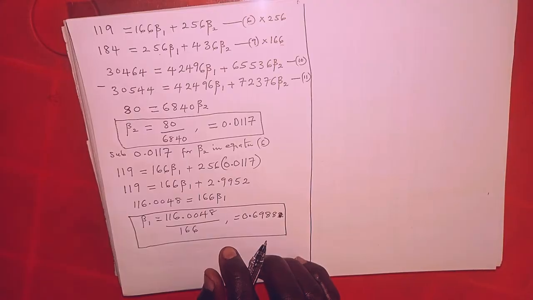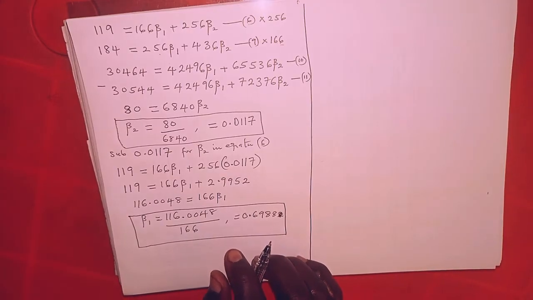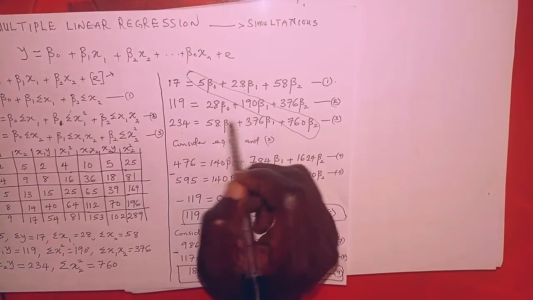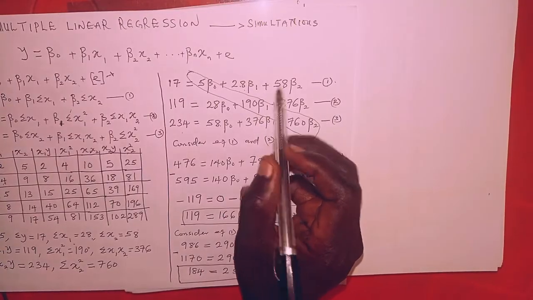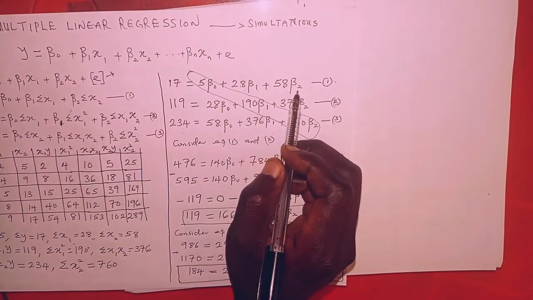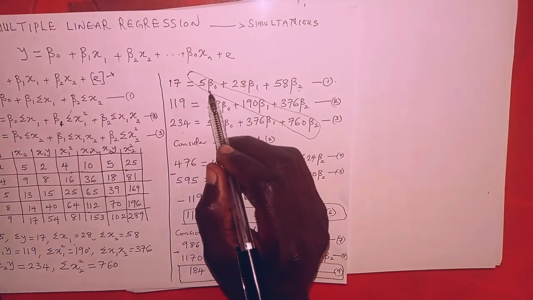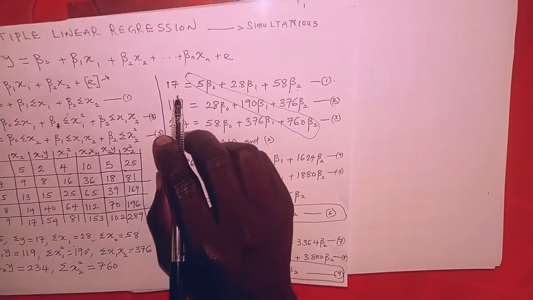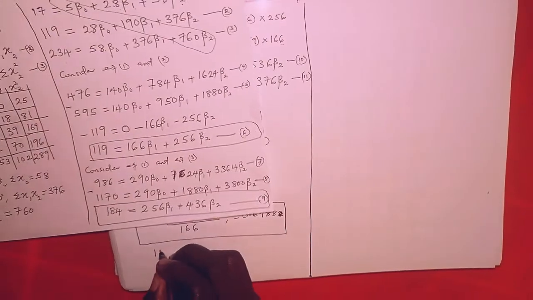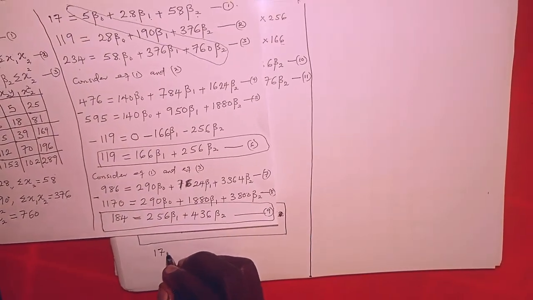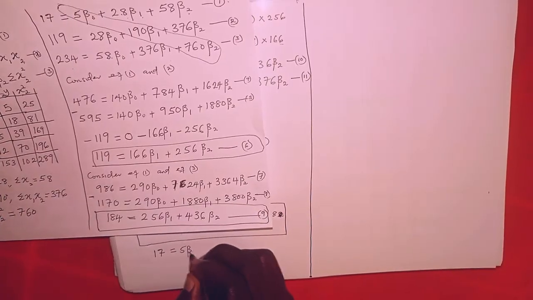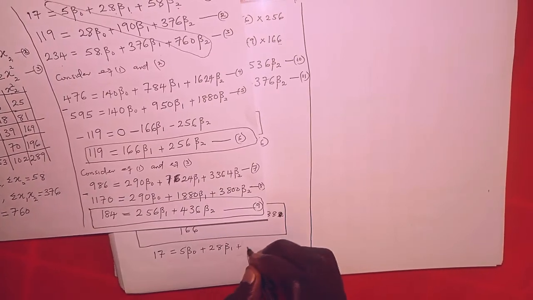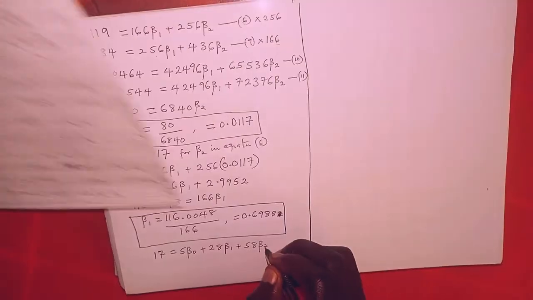And from the main equations, equation 1, we have 17. This is equation 1, equation 2, equation 3. We can use any of these 3 equations to find beta naught. Beta 1 is known, beta 2 is known. The only thing we need now is beta naught. So let's consider equation 1, which is 17 equals to 5 beta naught plus 28 beta 1 plus 58 beta 2.